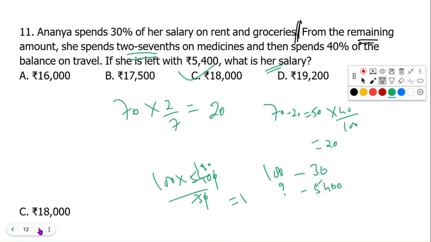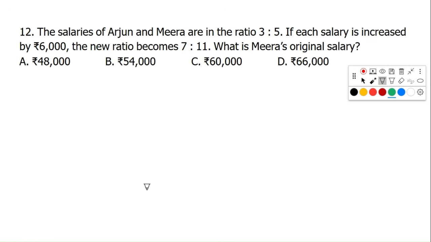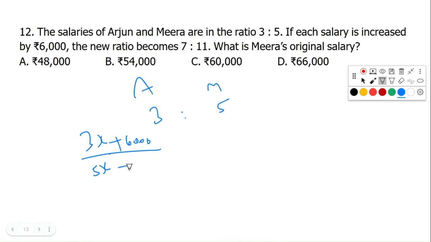Okay, look here. Arjun and Meera are in the ratio 3 is to 5. If each salary is increased, so let that be 3x and 5x, and each salary is increased by how much? Plus 6,000, plus 6,000. And now it becomes how much? 7 by 11. What is Meera's original salary? Quickly get the x value now.